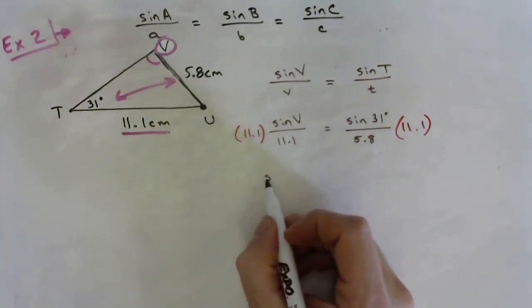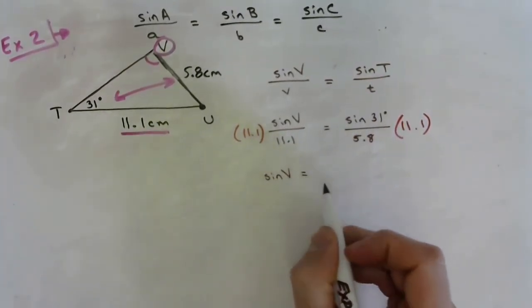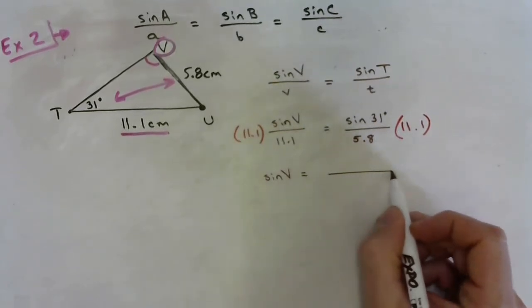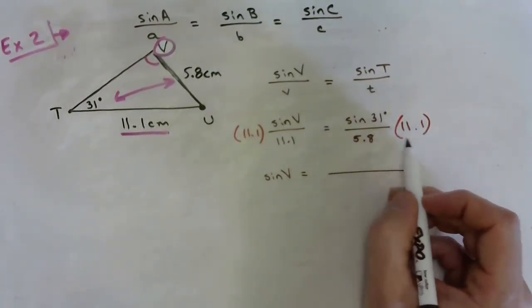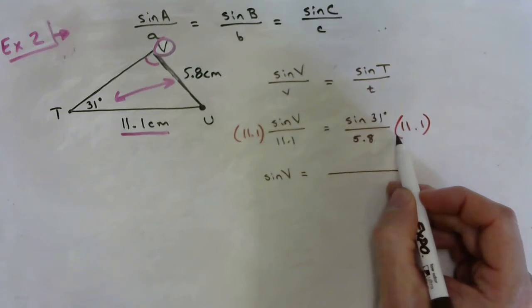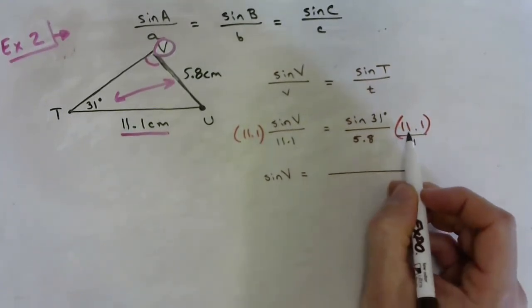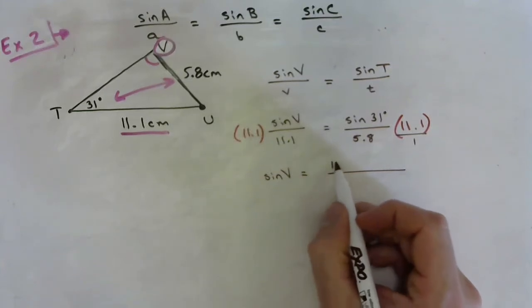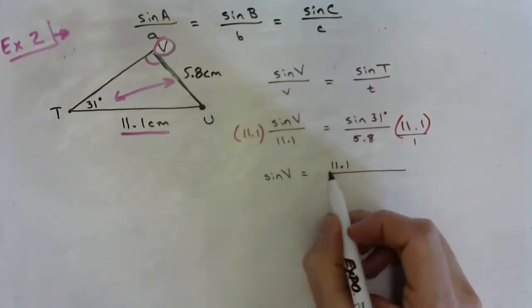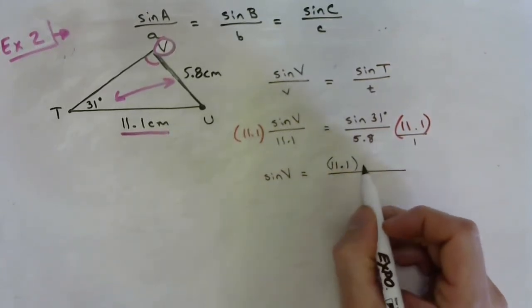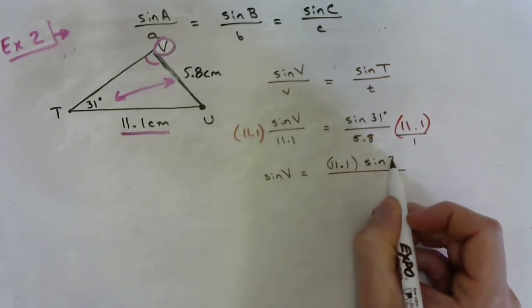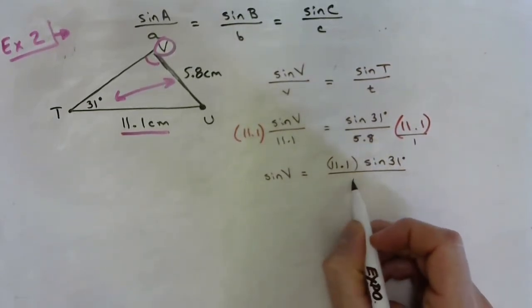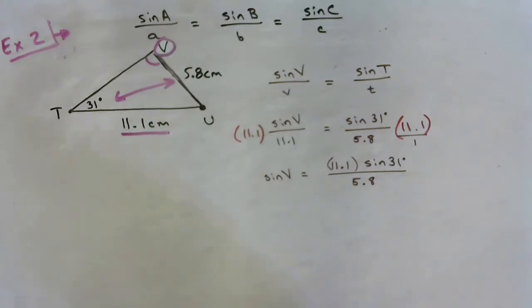On the left, that leaves us with the sine of capital V. On the right, watch what I do with this. Multiplying by 11.1 is kind of like 11.1 over 1. It just bumps this 11.1 into the numerator. The easiest way to think about that in your calculator is going to be 11.1 times the sine of 31, all over 5.8.